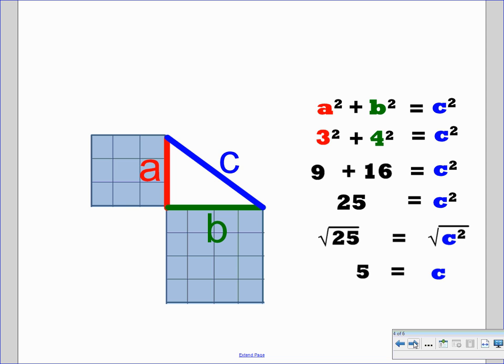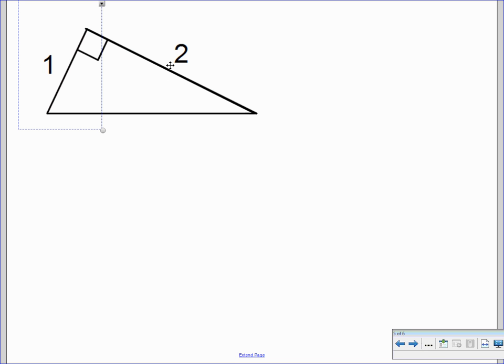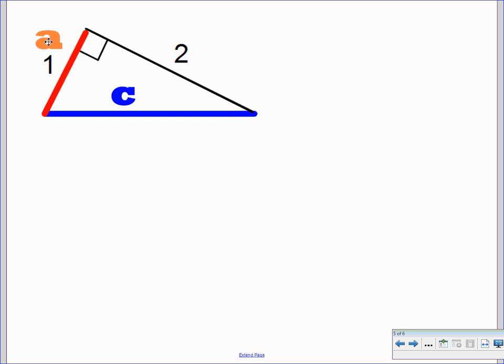Let's take another example. Maybe you'll want to copy this one into your book so you have it written down and you know what you're doing. Once again, we have a right triangle, indicated by the right angle marker. Once again, first step, label our sides. The side opposite the right angle, the longest side, is going to be c. A is the shortest side, and b is the next shortest side. Write your Pythagorean theorem: a squared plus b squared equals c squared.